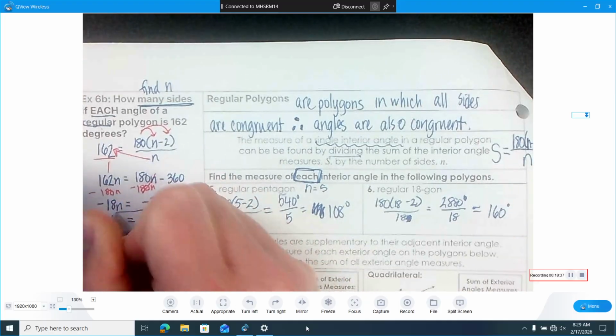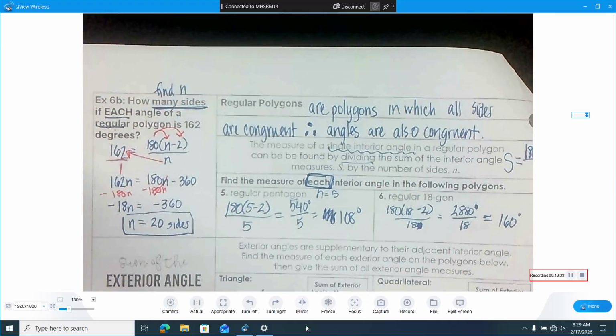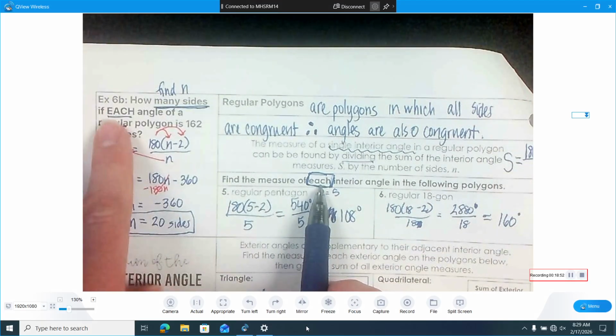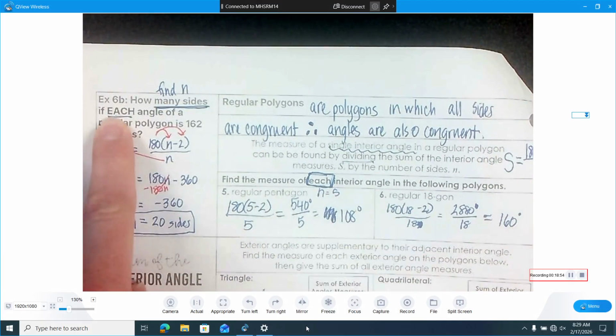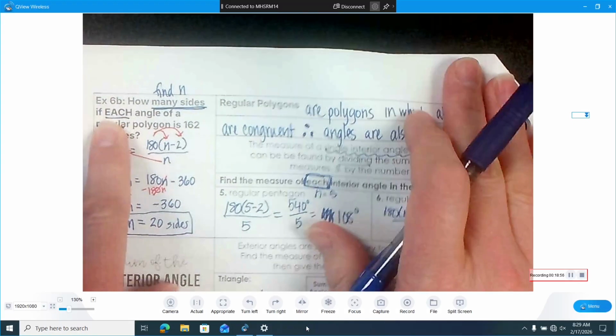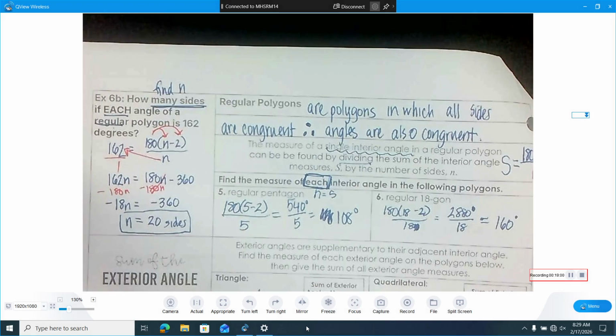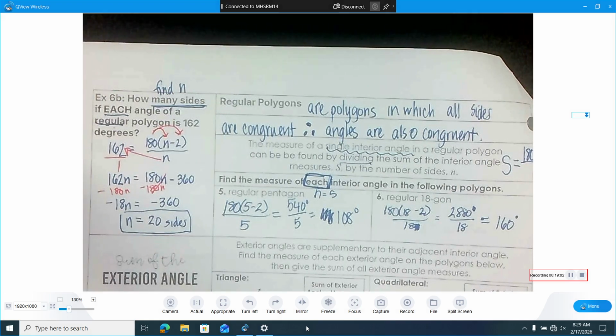All right, so we want to be able to use these formulas forwards and backwards. Finding the individual angle or finding the number of sides. So make sure you're reading carefully. This becomes very tricky when you do Delta Math later on. So make sure you're reading very carefully. All right, so let's talk. That was all interior angles, total interior angles or individual interior angles.